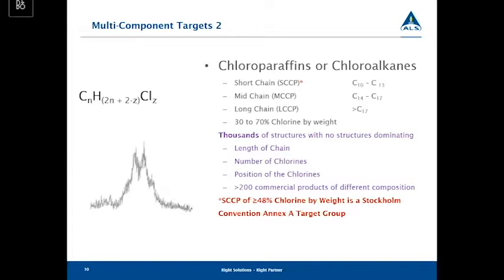So what that means is that you've got a number of possible structures. When you're looking for a total concentration, there's no one thing to monitor that comes out strongly, because it's distributed over a large number of possible congeners. So its responses become an issue. That's one reason why it's been a problem.